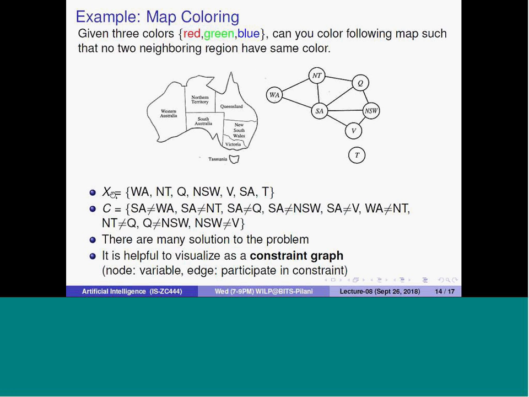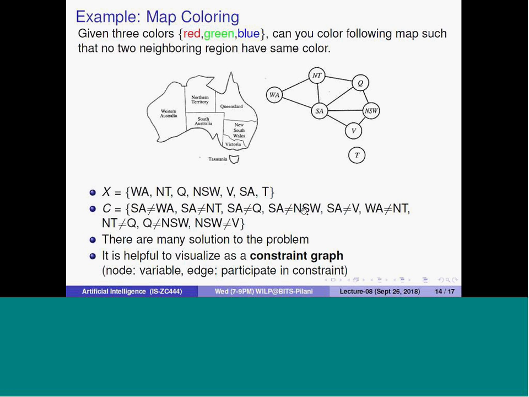Let me define the problem. The variables are WA, NT, Q, NSW, V, SA, T. These are the places. What are the constraints? The constraint is this: SA is not equal to WA. They should not have the same color. SA is not equal to NT. They should not be the same color. SA is not equal to Q. They should not have the same color.